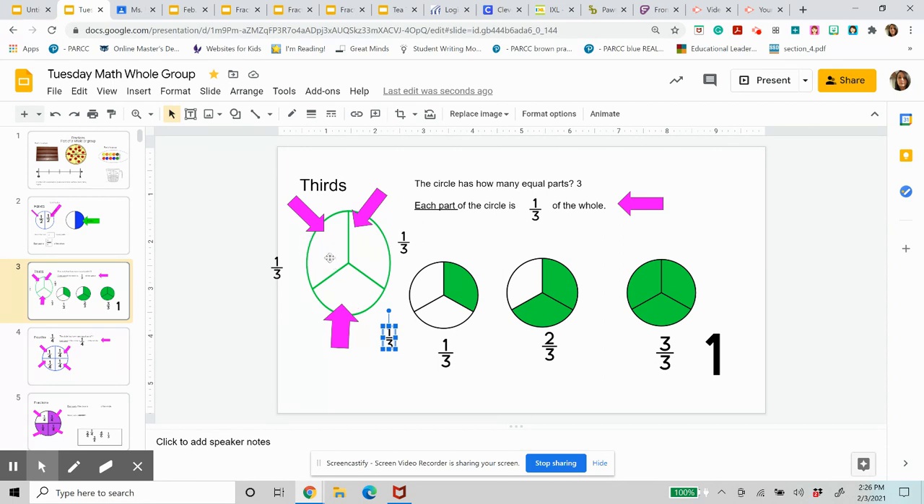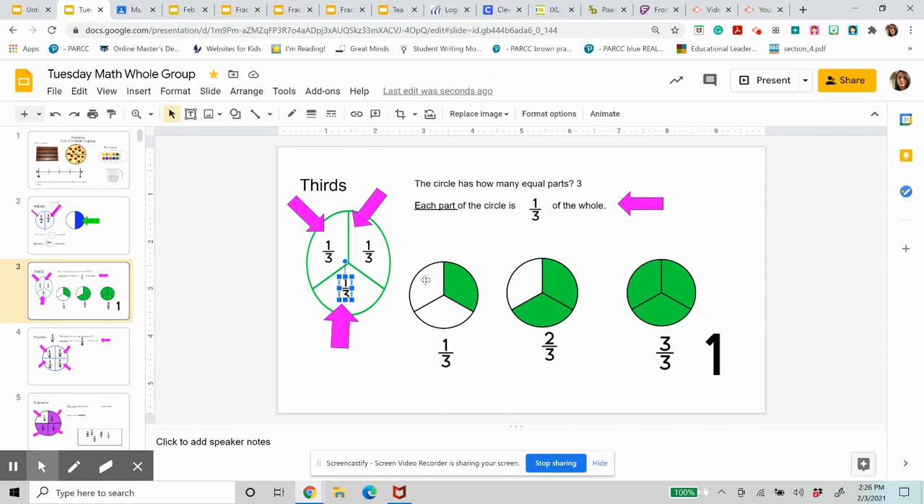And each part is part of the whole, right? If we didn't have this piece, it wouldn't be a whole. If you want to think of a puzzle, you need all of the pieces, right? So this is 1 out of 3 pieces, and this is 1 out of 3 pieces, and this is 1 out of 3 pieces. So 1/3, 1/3, 1/3. So we're talking about thirds here because there's 3 total pieces, right? And it says the circle has how many equal parts? 3. So each part of the circle is 1/3 of the whole.